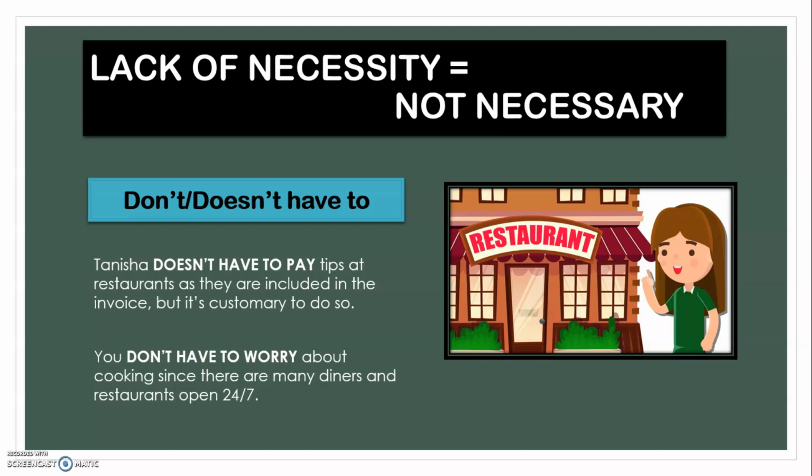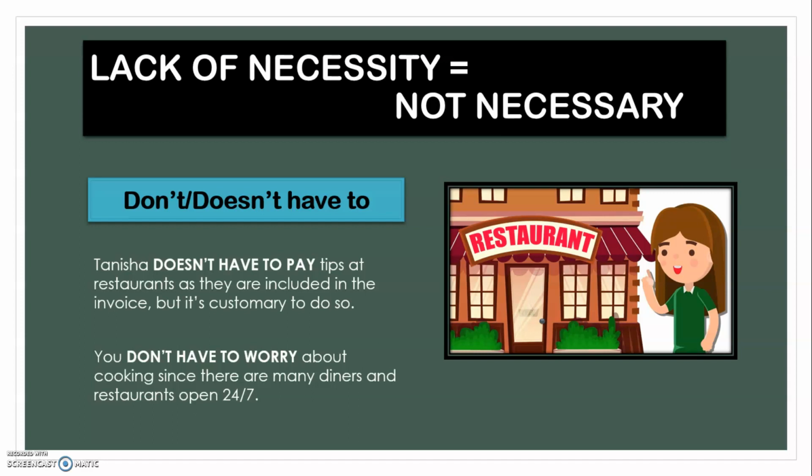Now we're going to go with the negatives, which are the lack of necessity. Lack means no, so lack of necessity means not necessary. First, we have the semi-modal verb don't or doesn't have to. As it's indicated, you are going to use it accordingly with the subject. So, I don't have to, you don't have to, she doesn't have to, he doesn't have to, we don't have to, you don't have to.